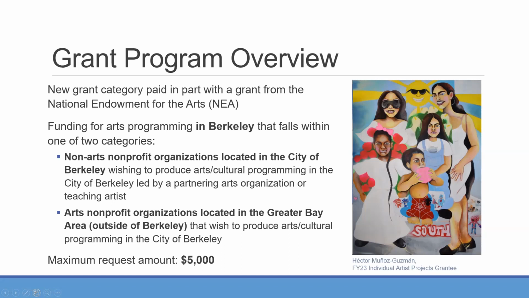And I will repeat this. I know the eligibility requirements are kind of complicated, so I will go over that again. But this funding opportunity aims to do two things. One, allow cross-sector collaborations and opportunities for non-arts organizations to hire arts workers or partner with Berkeley-based arts organizations. And two, allow Berkeley residents to engage in the programming offered by arts organizations that may be outside of Berkeley.